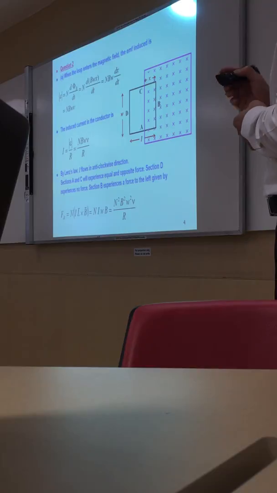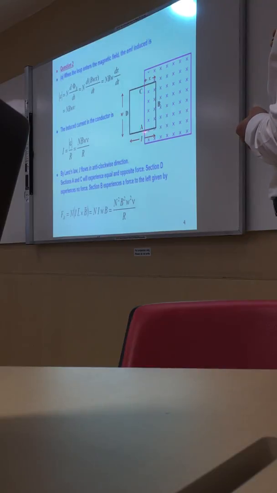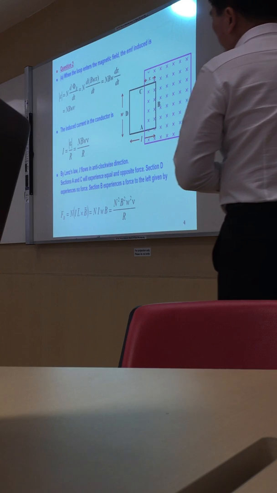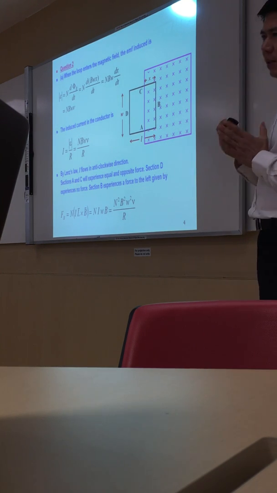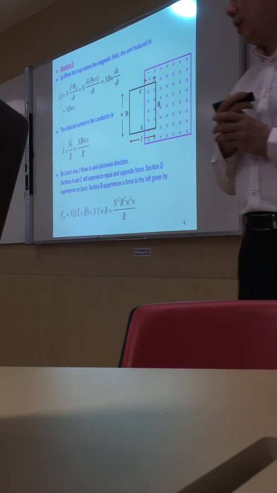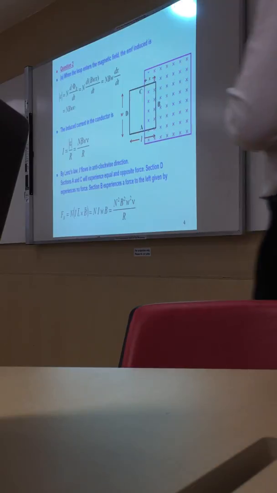Because the flux through the coil is just the B times this area, isn't it? And this area is increasing with time as the coil moves to the right. So there's a changing flux. This changing flux will lead to induced EMF. Right? So induced EMF will then lead to induced current.